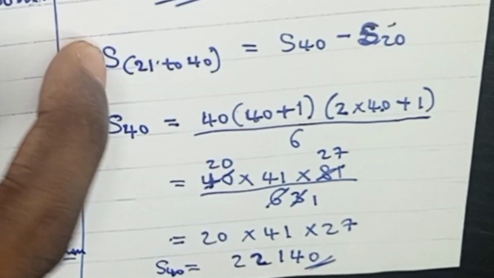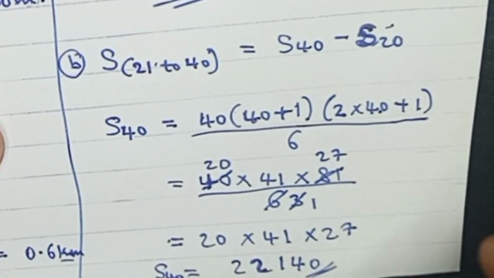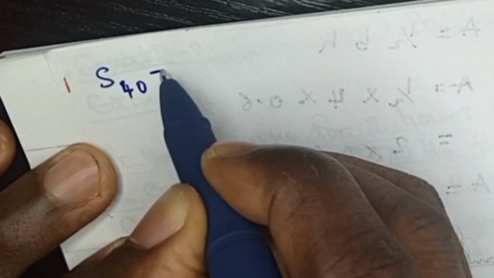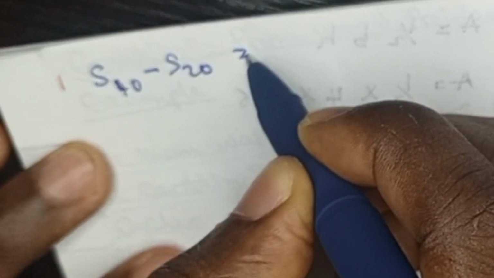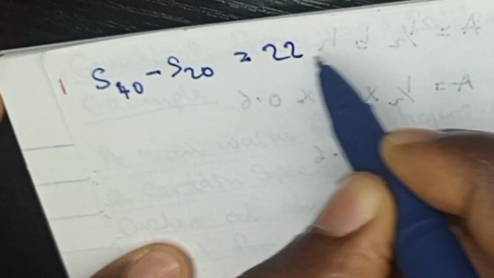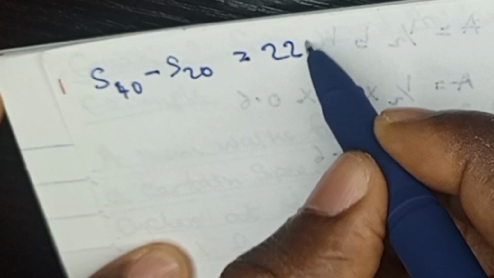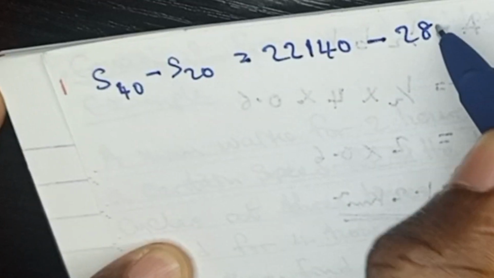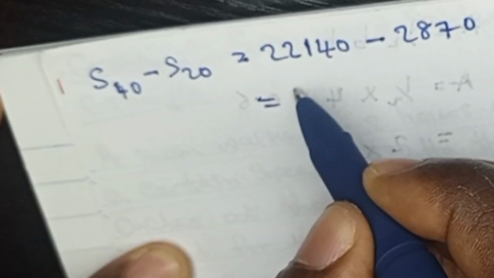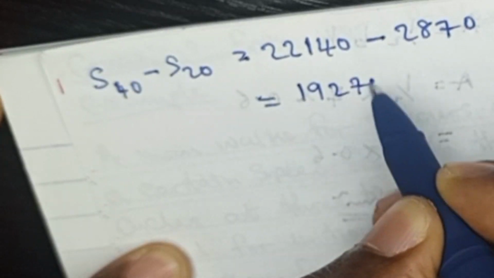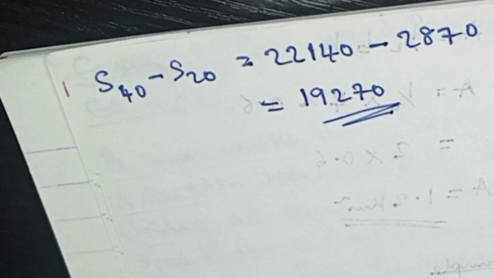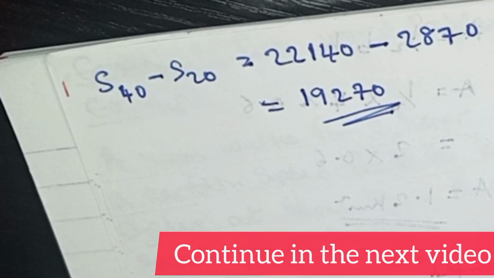Now for us to get this, we are going to do S40 minus S20. It's going to give us 22,140 minus 2,870, which is equal to 19,270. This is our answer. Okay, let's take another example.